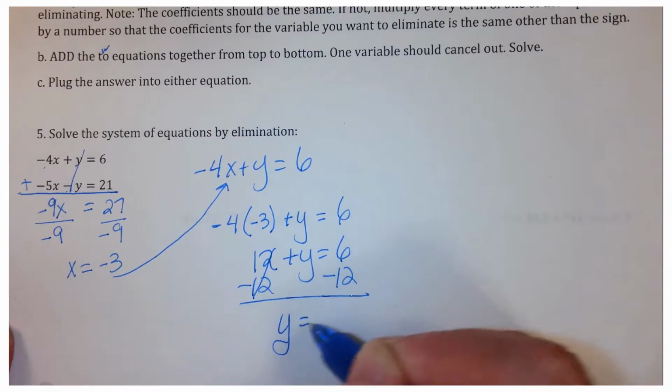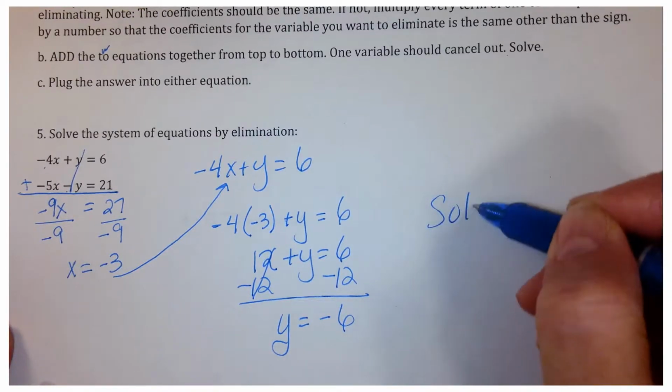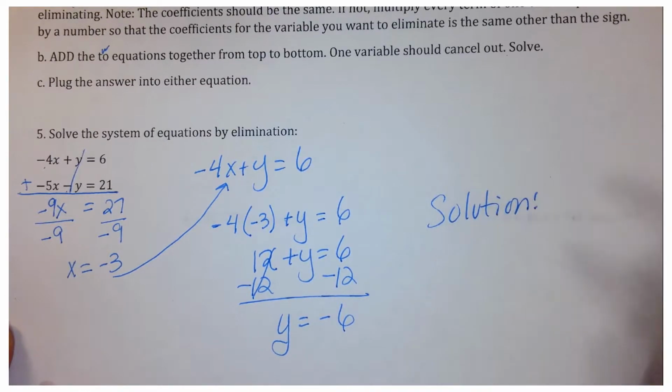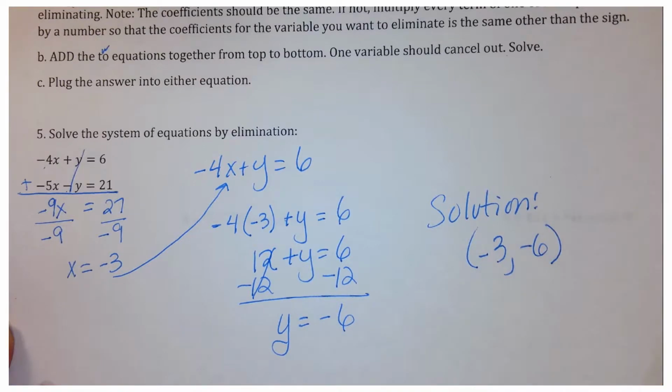Y equals negative 6. And remember that a solution to a system of equations, if there is one, is written as an ordered pair, because this is the ordered pair that makes both of these equations true at the same time. It's where these two graphs intersect. So my solution here will be the ordered pair, the point negative 3 comma negative 6.